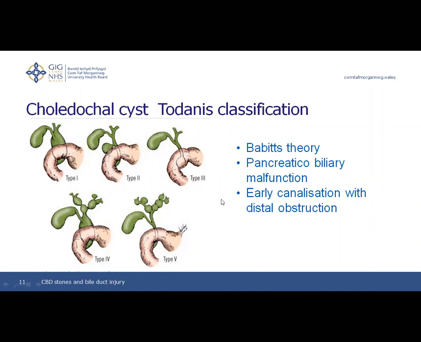And coming on to the etiology of the choledochal cyst, there are plenty of theories which have been postulated to explain why the choledochal cyst happens. The names of the theories are Babbitt's theory, pancreaticobiliary malfunction, and early canalization. Coming on to the next slide, let me explain this in detail.